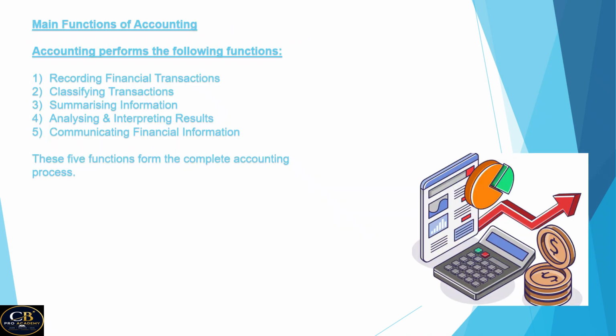Now let's discuss the main functions of accounting. Accounting performs the following important functions. Number one, recording financial transactions. Number two, classifying transactions. Number three, summarizing information. Number four, analyzing and interpreting results. Number five, communicating financial information. These five functions form the complete accounting process. Let's discuss these functions in detail with examples to understand further.